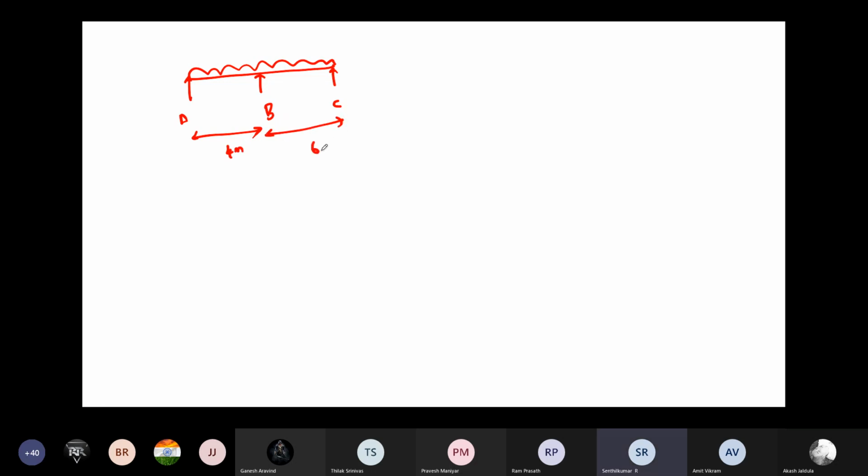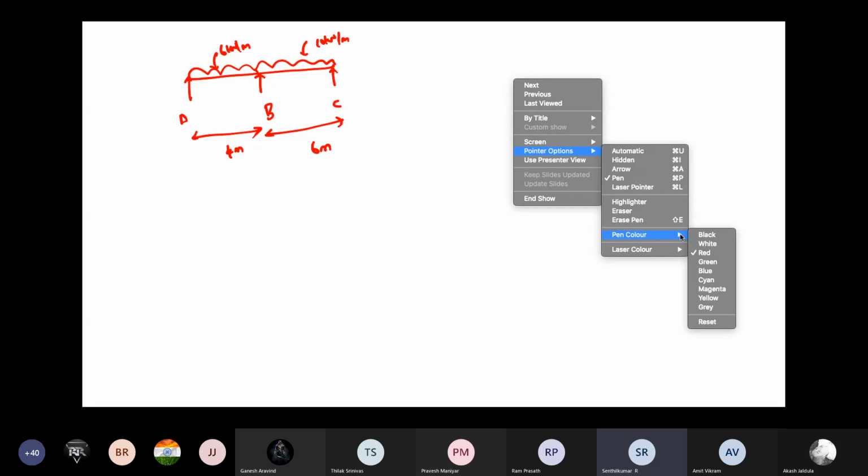Here is 6 meter. This is 6 kilonewton per meter. This is 10 kilonewton per meter. Different span. Okay. Beam is uniform, but loading is changing. This beam we are having 6 kilonewton per meter. This beam we are having 10 kilonewton per meter. Find the moments MA, MB, MC.